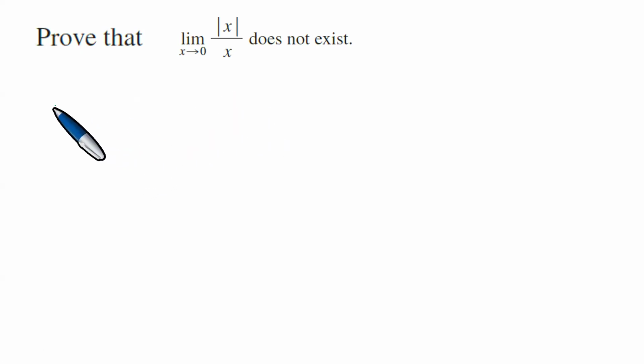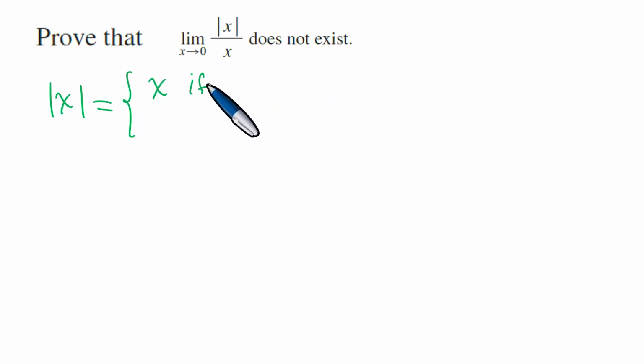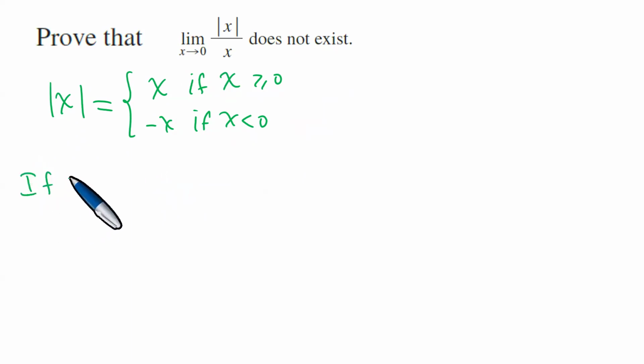So at this point, we need to prove that this limit does not exist. We take note of the fact that the modulus of x is defined as x if x is greater than or equal to 0, and minus x if x is negative. This means that we actually have two limits, so we need to consider two cases.